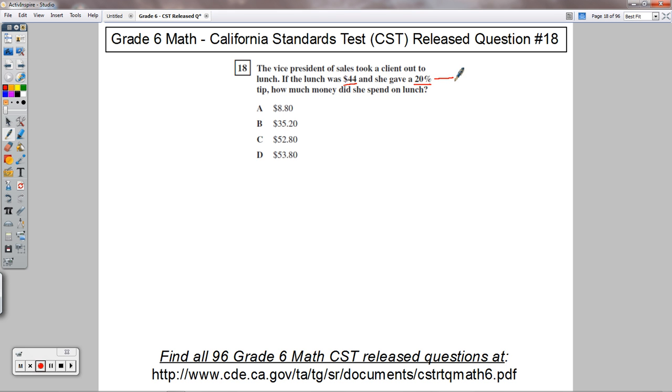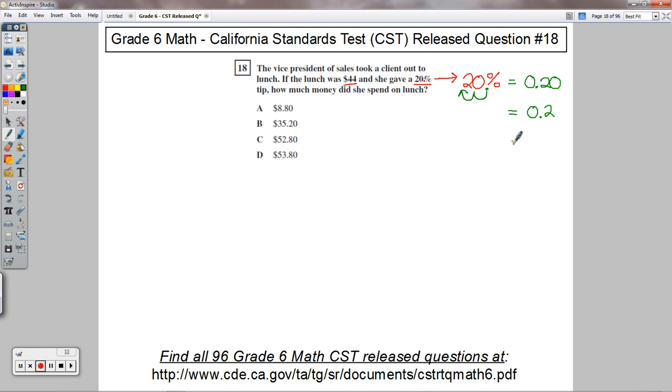To change a percent to a decimal, simply move the decimal 2 places to the left. Right now it's right there. So 20% is going to change to, if I move that 2 decimal places to the left, it would go 1, 2. So this would equal 0.20 or just 0.2 as a decimal.